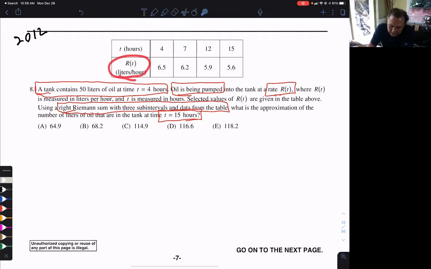R of T is the rate at which oil is being pumped. Okay? And another note, your tank starts with 50 liters of oil. That's the starting amount, the amount of oil. And you want to know how much oil there is at the end of 15 hours. So you're pumping oil to a tank.